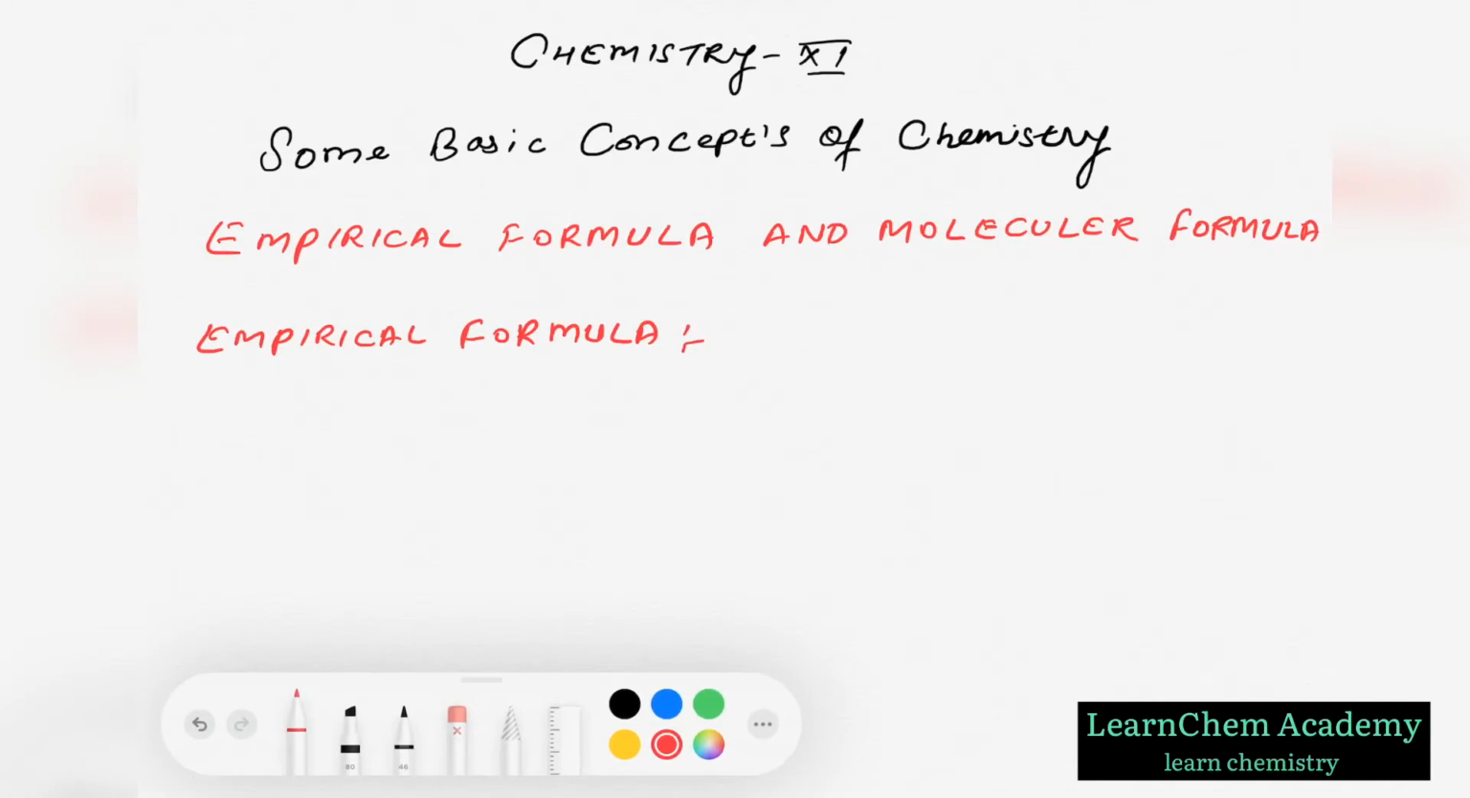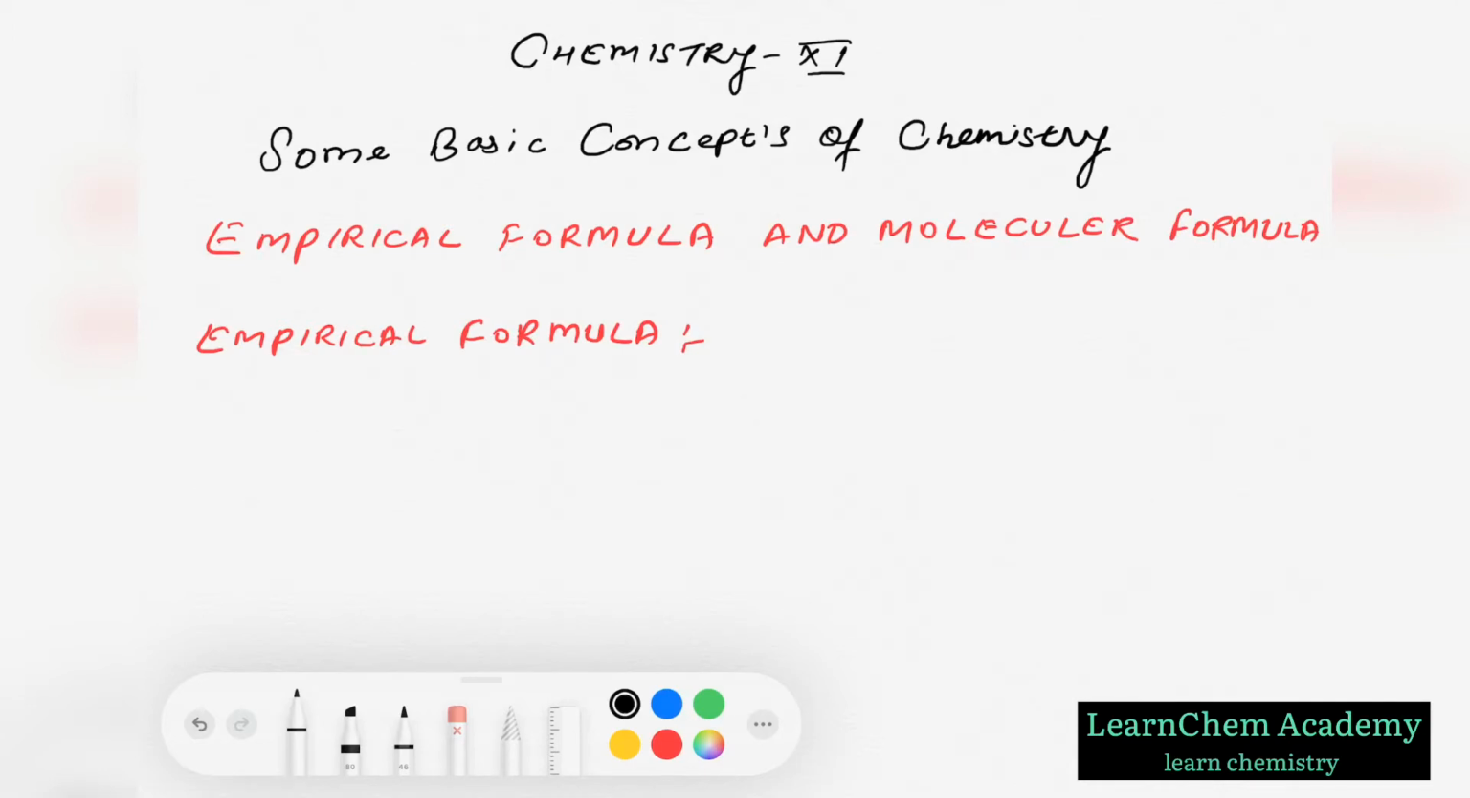So, empirical formula. We can say empirical formula is the simplest formula of any compound. And if we talk about the molecular formula, molecular formula is the actual formula of any compound. So these are the major differences between these two terms, empirical formula and molecular formula. Let's discuss one by one. So first is empirical formula.